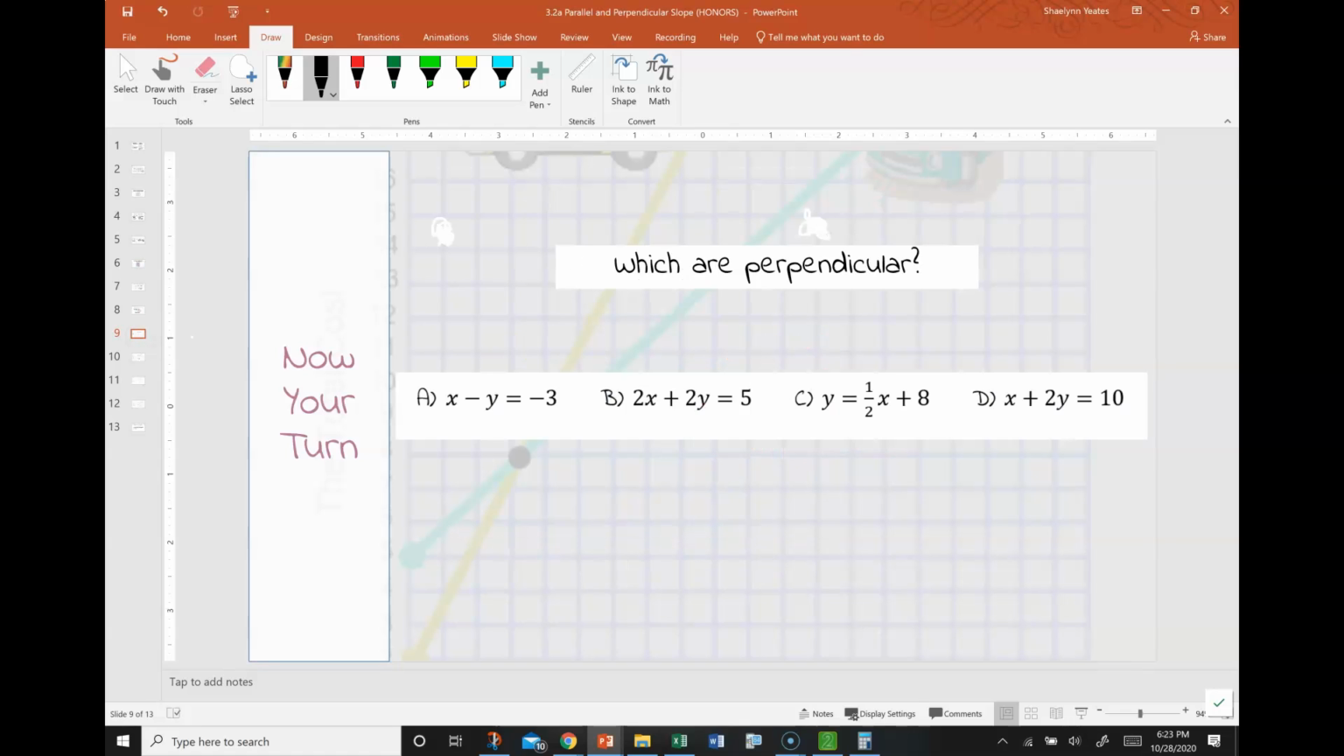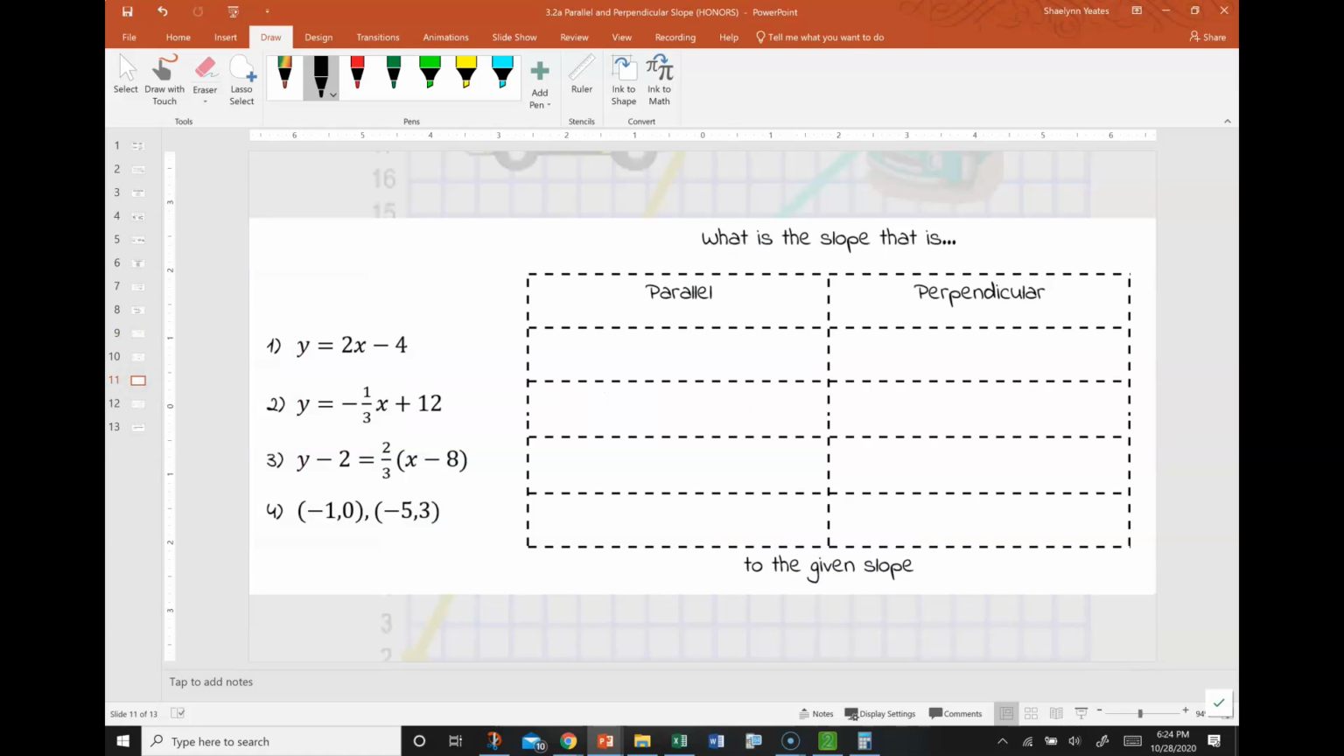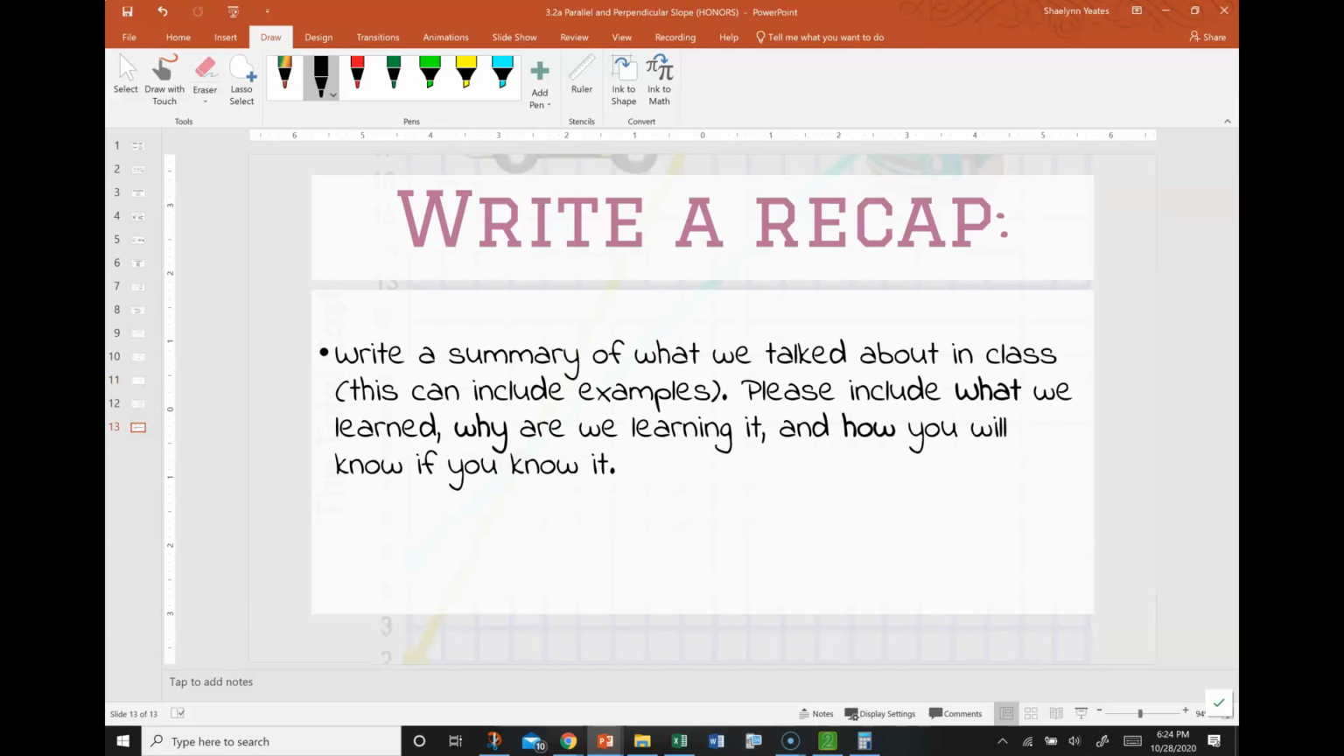I want you guys to now look at these and see if you can figure out which two lines are perpendicular. So solve each for y, then compare the slopes. Remember, it's opposite reciprocals. Then I want you guys to try these out. It gives you the equation of a line, or 2 points, and it wants you to identify what slope is parallel and what slope is perpendicular to that same line. Once you do that, go ahead and write your recap, and you are done for today.